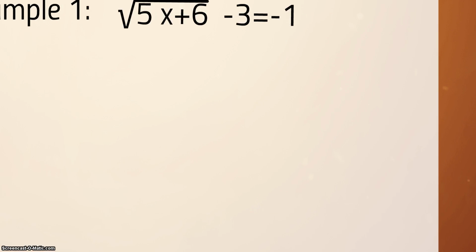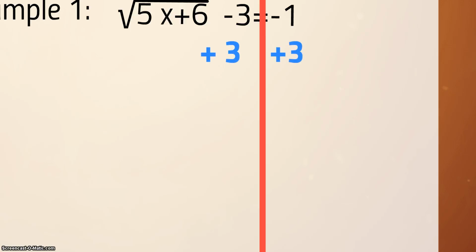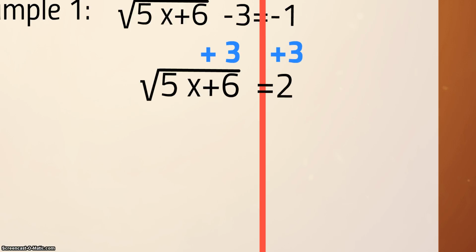So here's an example. The square root of 5x plus 6, minus 3, is equal to 1. So if I'm doing an order of operations backwards, I'm going to deal with this minus 3 first. So I'm going to add 3 to both sides, simplify both sides, and I'm left with the square root of 5x plus 6 is equal to 2.